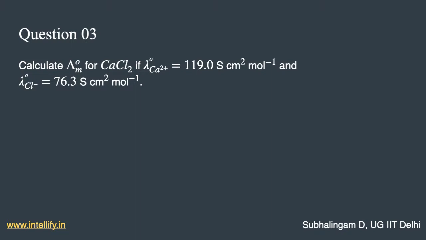Calculate lambda naught m for CaCl2 if the values of limiting molar conductivity for Ca2 plus is 119.0 Siemens centimeter square mole inverse, and for Cl minus it is 76.3 Siemens centimeter square mole inverse. Just 5 seconds from now, and I will solve it after that. Okay, let's solve it. It's a pretty simple one.